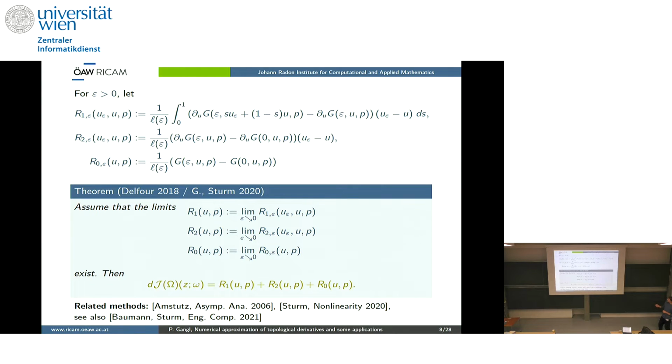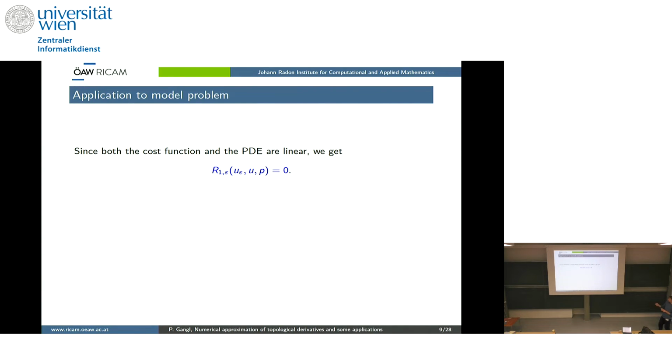For the first term, we see that it's the difference of linearization with respect to u. In particular for our model problem, since both the cost function and the PDE constraint are linear, this one vanishes, so we don't look at R1, just for simplicity to reduce the amount of details. So we don't deal with R1. R0 is easy to deal with.